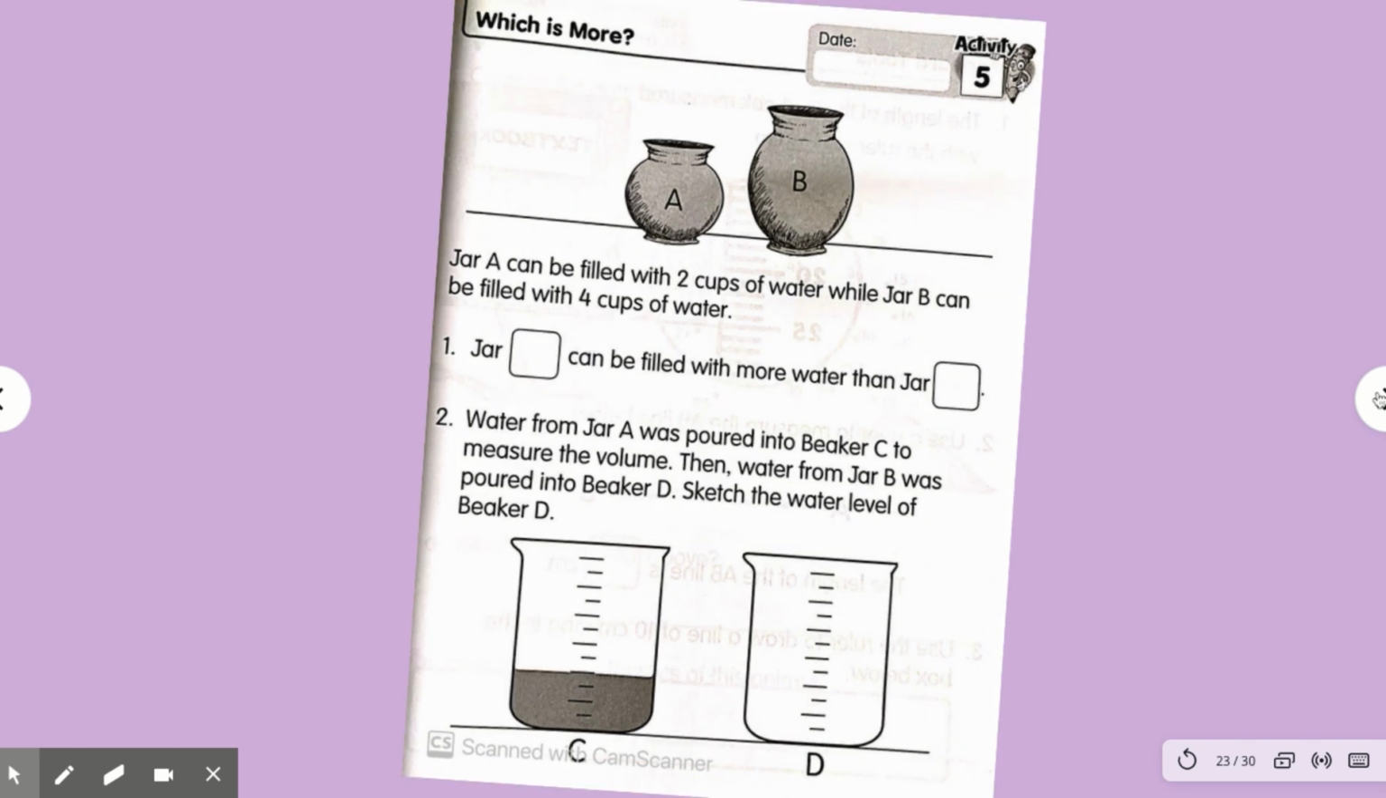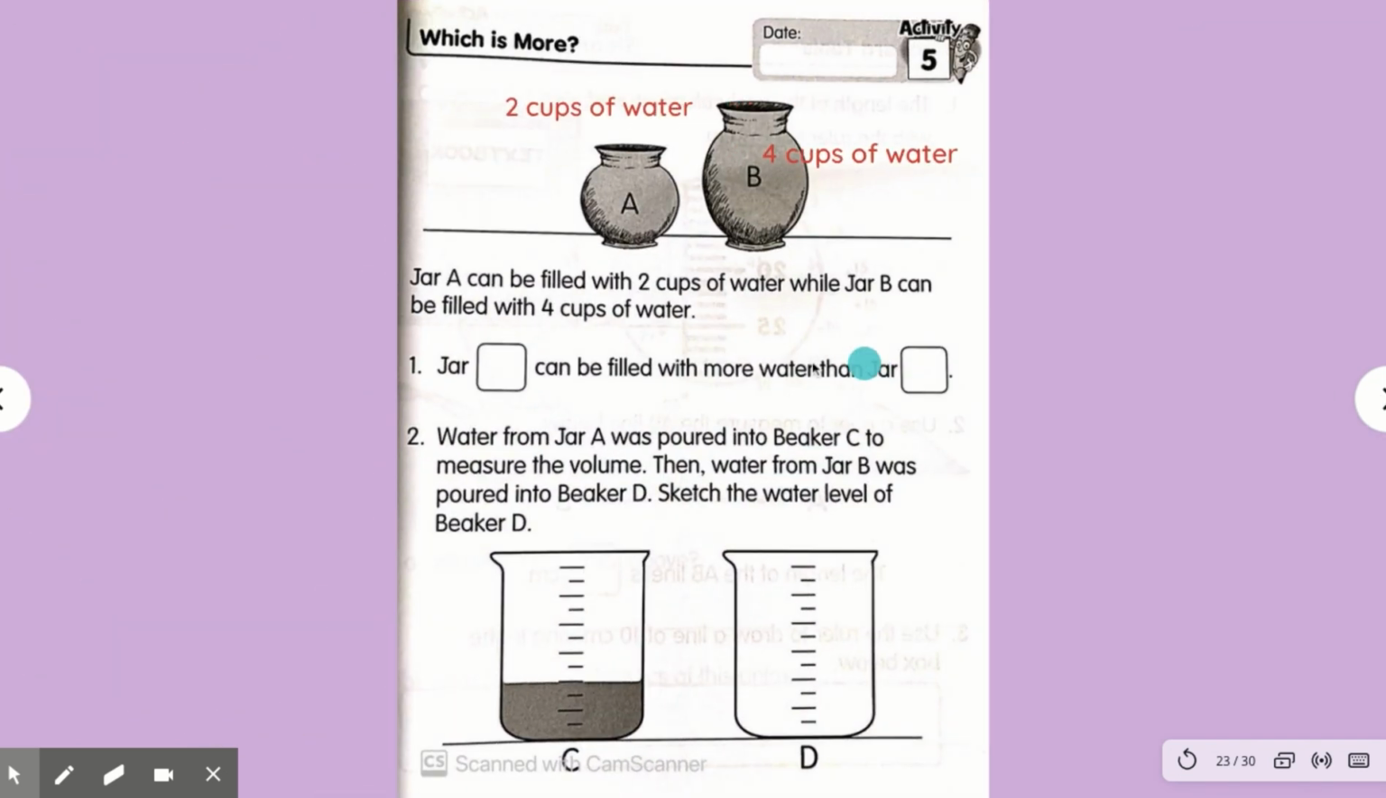Now let's take a look. Jar A with 2 cups of water and jar B with 4 cups of water. Which jar can be filled with more water? Let's take a look at the answer. Yes, jar B can be filled with more water than jar A. You got it correct? Very good. Excellent.